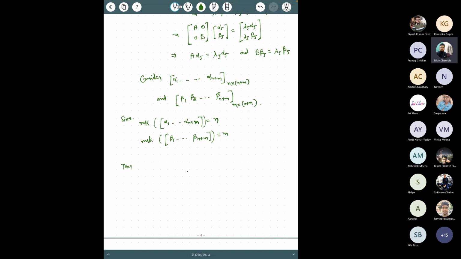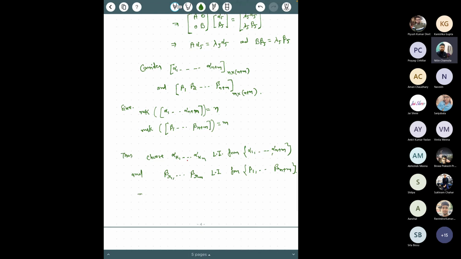this implies we can choose alpha k1 to alpha kn. I don't know which alphas are linearly independent, but what I can say is that out of these n plus m alpha j's, I can always find n alpha j's which are linearly independent. So I'm denoting them alpha k1 to alpha kn. This k1 to kn are just some indices. So I can find alpha k1 to alpha kn linearly independent from alpha 1 to alpha n plus m. And similarly, let's say beta r1 to beta rm linearly independent from the set beta 1 to beta n plus m.